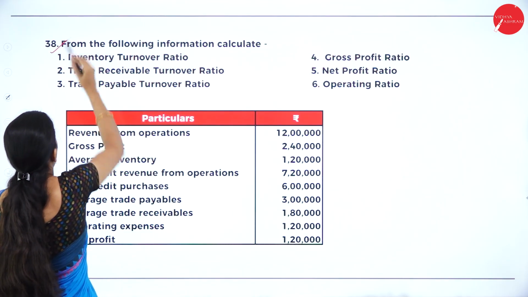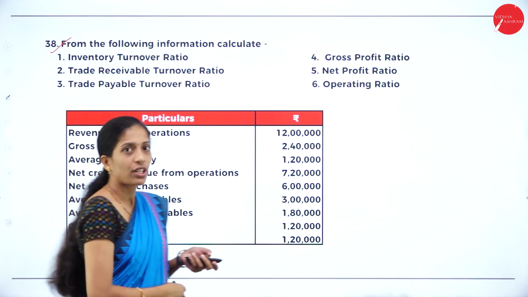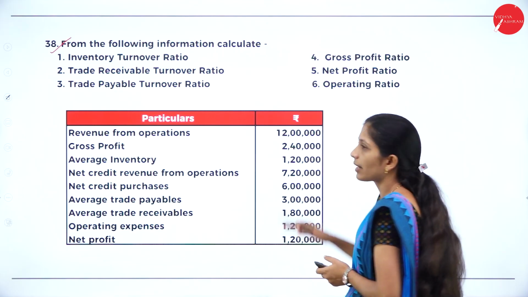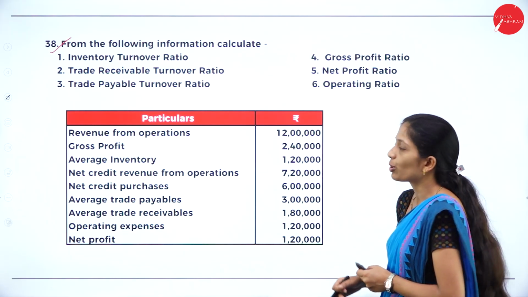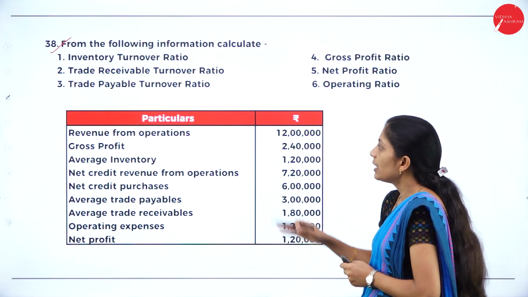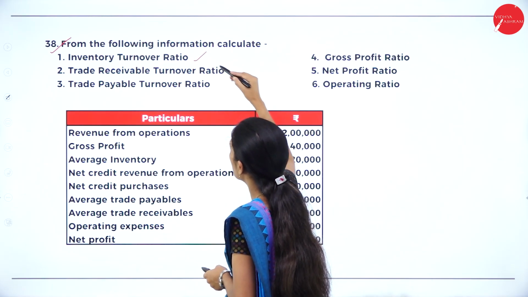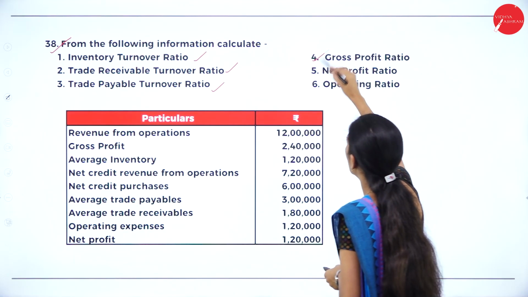Next, 38th problem. From the following information calculate. So this is on accounting ratios. They'll give you 6 ratios to calculate. Each ratio carries 2 marks. Along with that they will give certain particulars. Now for each and every ratio to be calculated, you have to know the formula.